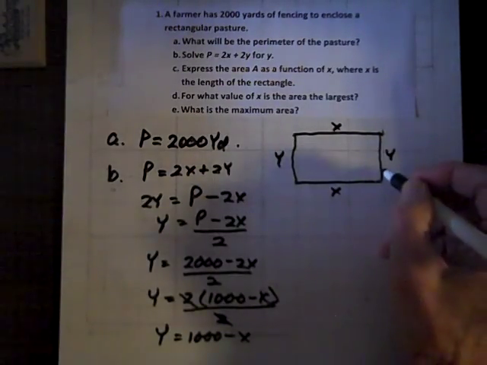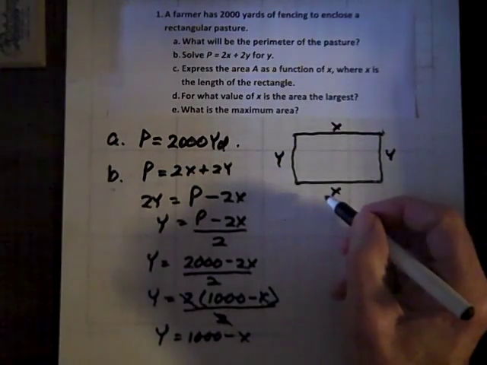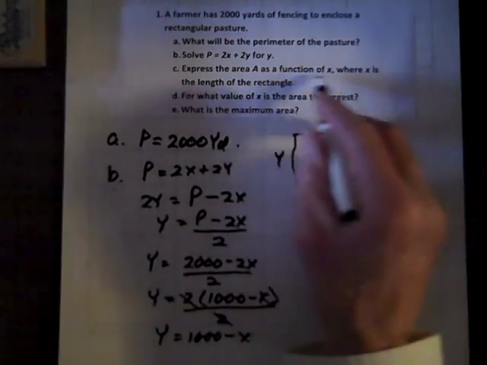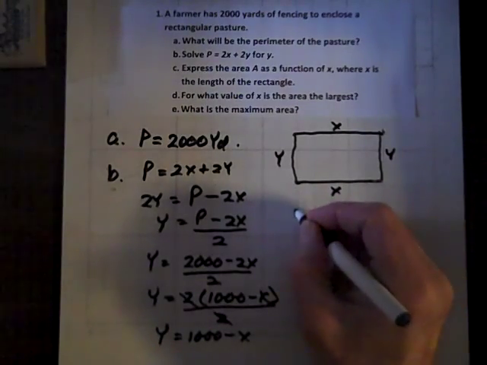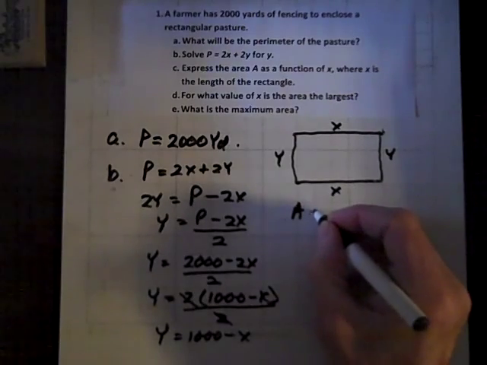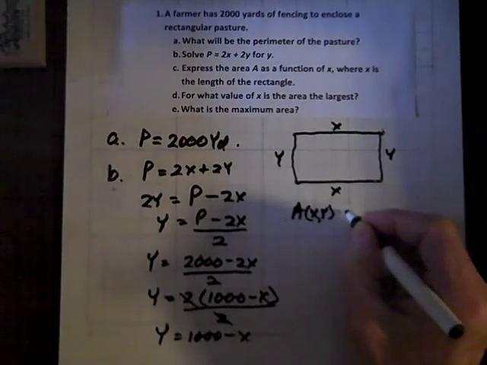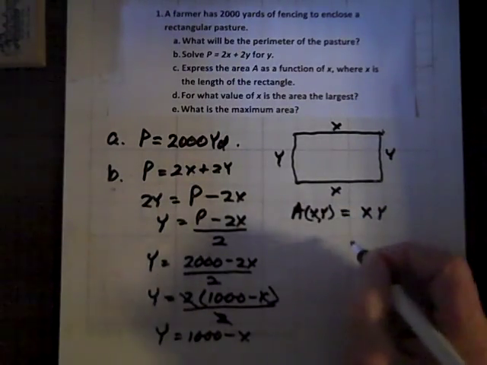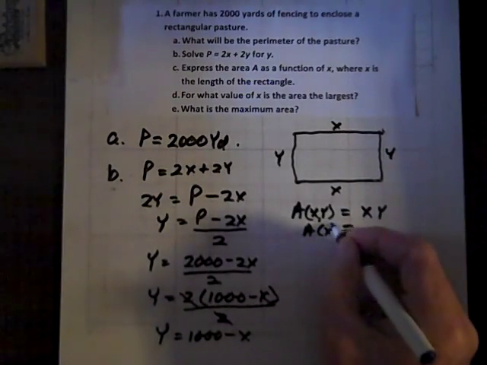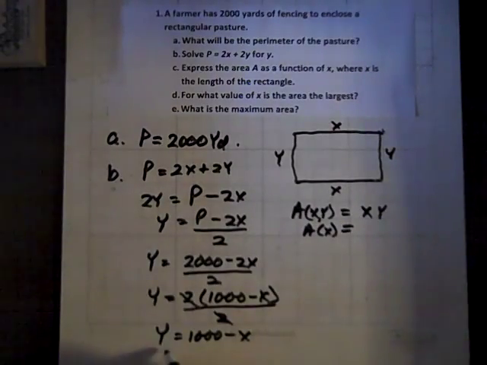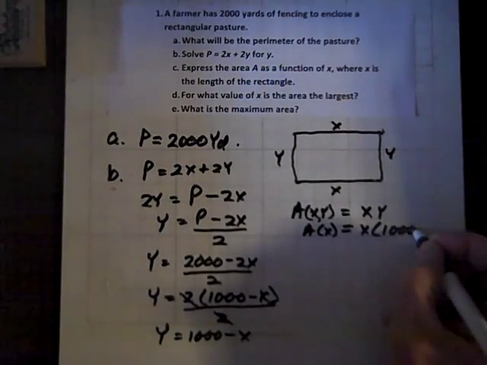So that's this distance from here to here. There's our x. And then it says, express the area as a function of x, where x is the length of the rectangle. Okay, so area, as you well know, is just length times width, and that equals xy. But now, in order to write this area as a function of x, we'll replace y with this identity here. And so we have x times (1,000 minus x).